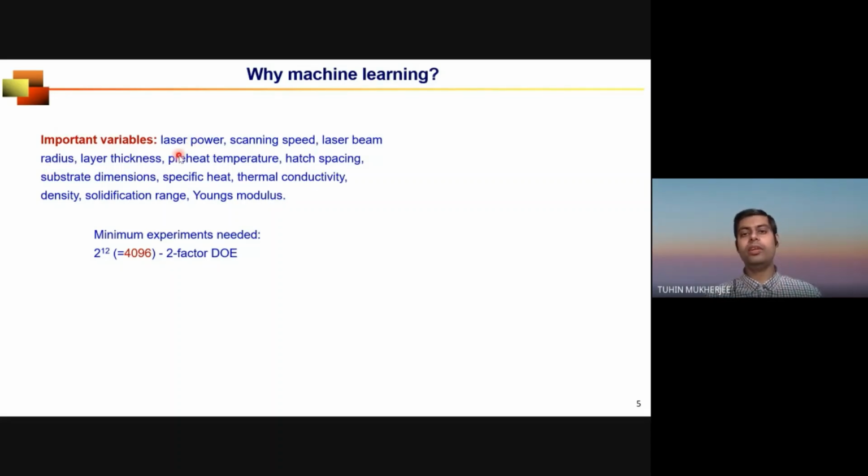Now, if you use a simple two-factor design of experiment, the minimum number of experiments that you need to fully explore the effect of all variables is 2 to the power 12, which is 4096. Now imagine, even if you do one successful experiment a day, a PhD student cannot graduate in 10 years. So that's not a viable route.